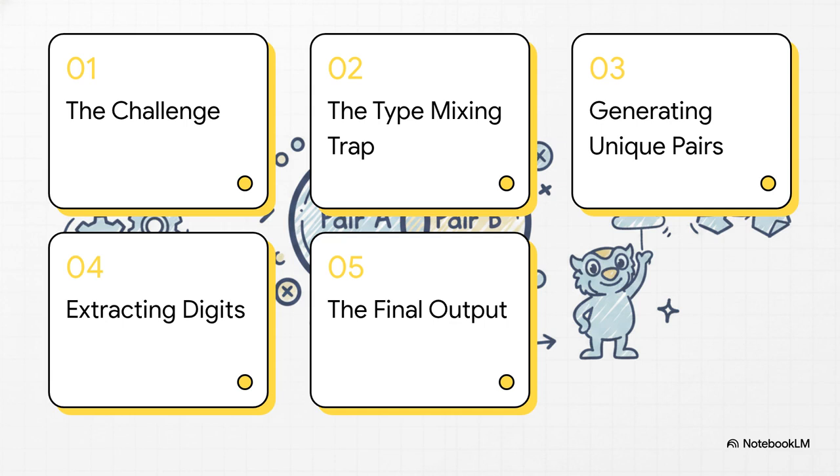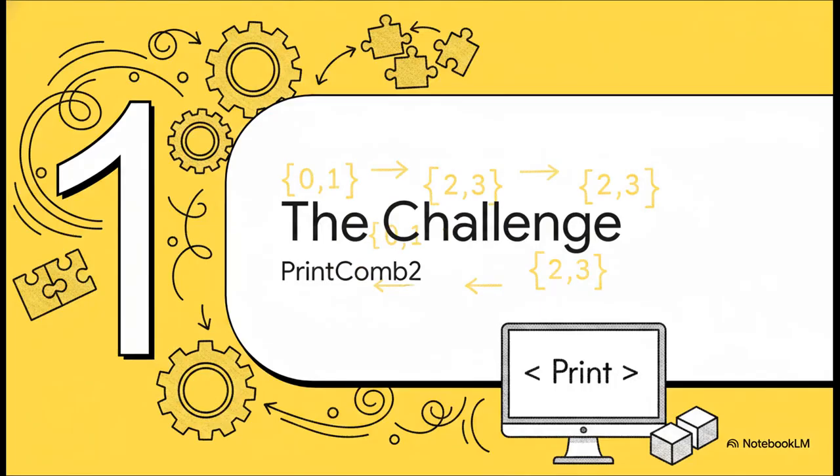All right, let's dive into this. Here is our game plan. First, the challenge. Second, the type mixing trap. Third, generating unique pairs. Fourth, extracting digits. And finally, number 5, the final output. Let's kick things off with part 1, the challenge.